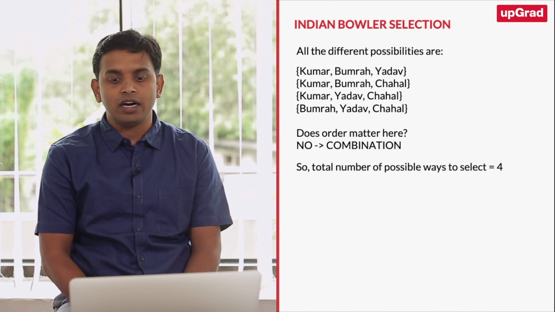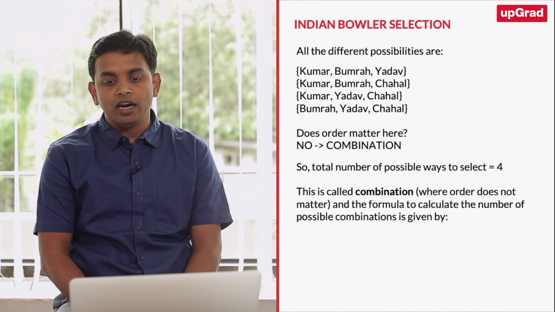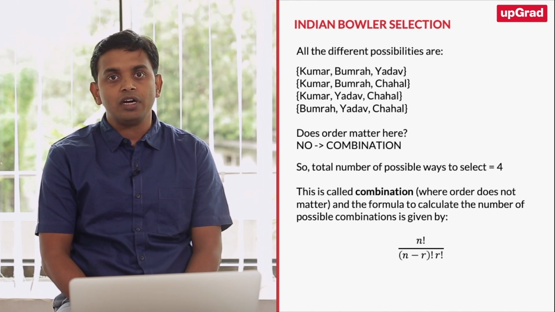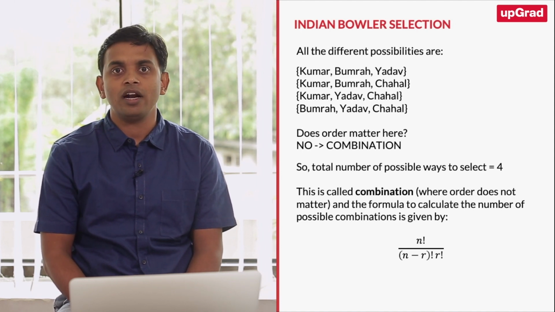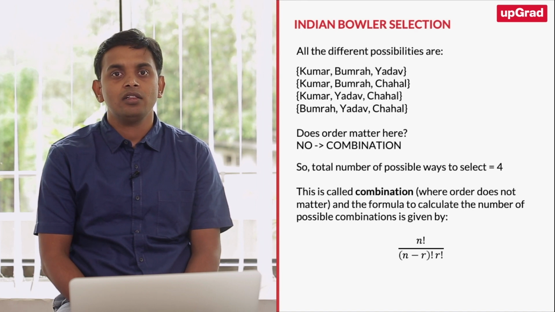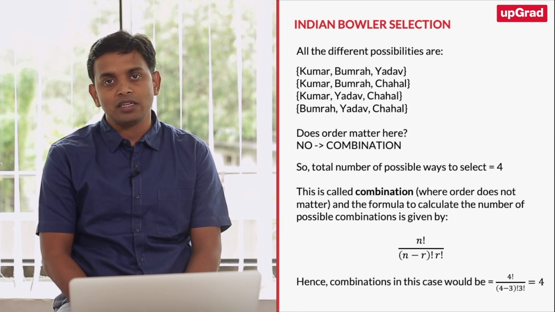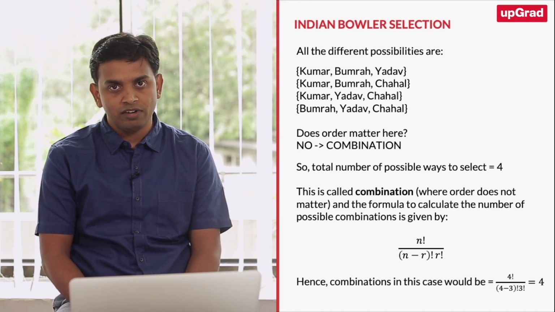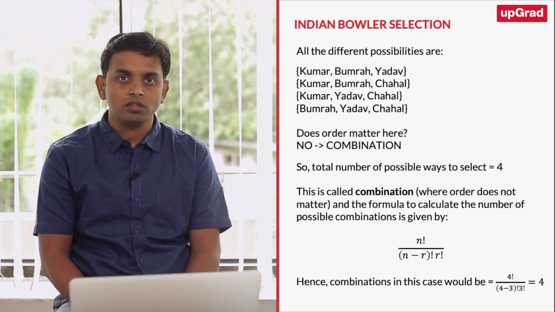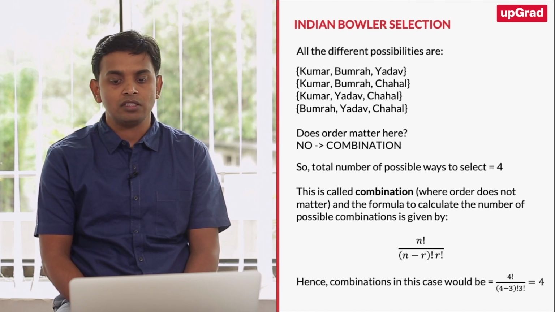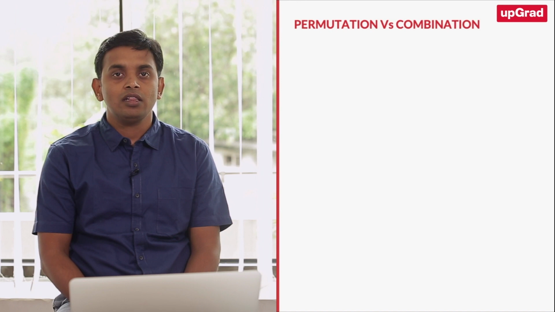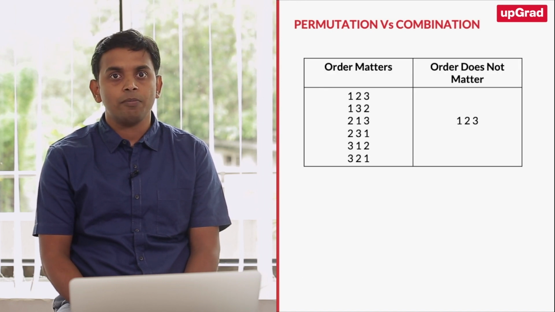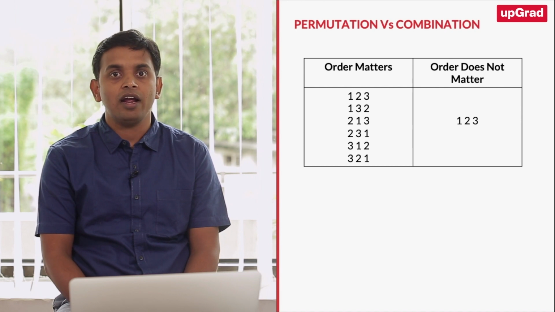Now how do we calculate the combination? The number of possible ways to select is 4, and this is given by a formula: n factorial divided by (n minus r) factorial into r factorial. Let's not go into the derivation of this formula, let's use it, because it is more important to understand the intuition of how we get the results of a combination. If I take the same example, I have 4 bowlers available, out of which I have to choose 3, then it will be 4 factorial divided by (4 minus 3) factorial into 3 factorial. So the total answer would be 4. In this case, the number of combinations that I have is 4 only.